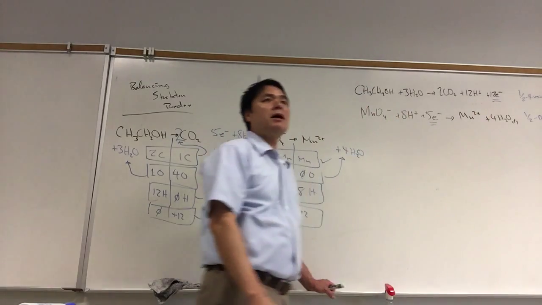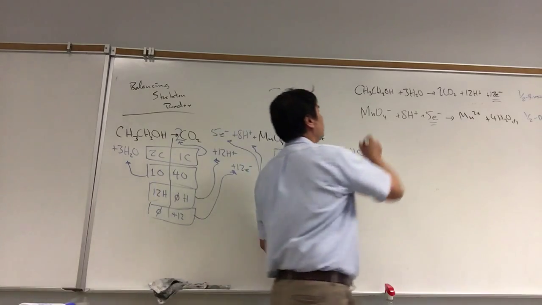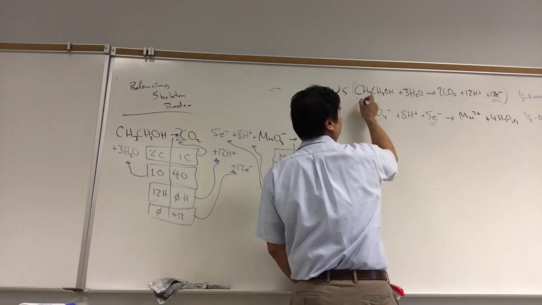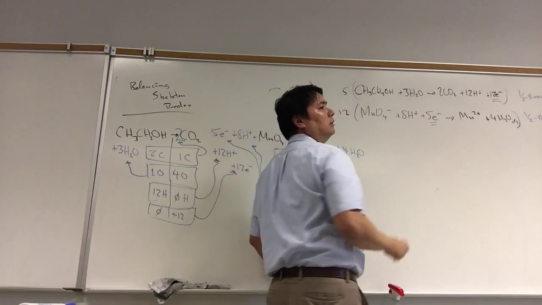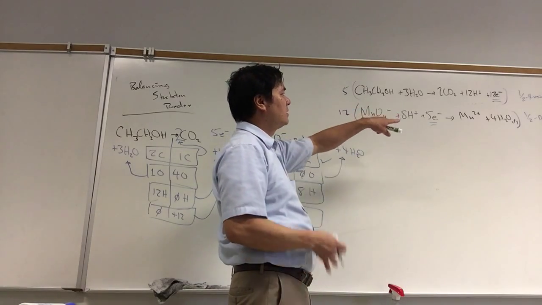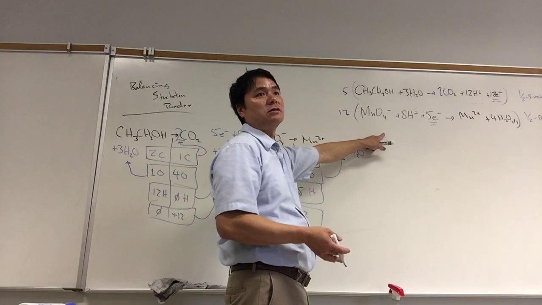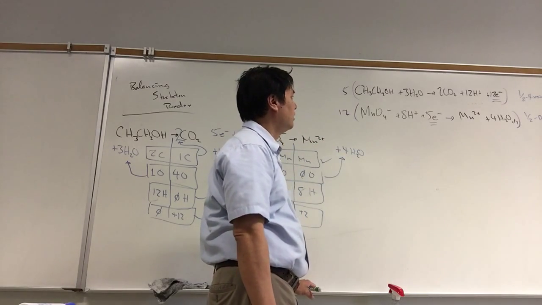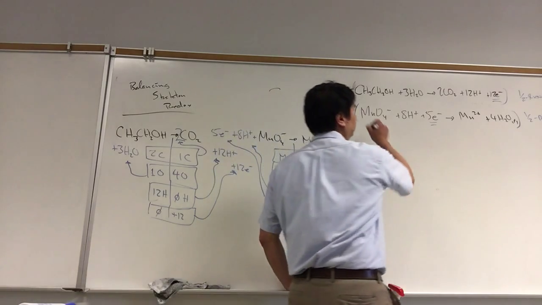So how can I balance that? I'll just cross multiply. It's probably easy to do. And so here I'm just going to multiply everything by 5. Here I'm going to multiply everything by 12. And so 5 times 12 is going to give you 60 electrons lost, and then 12 times 5 is 60 electrons consumed. Maybe you could find a smaller factor, but this should work.